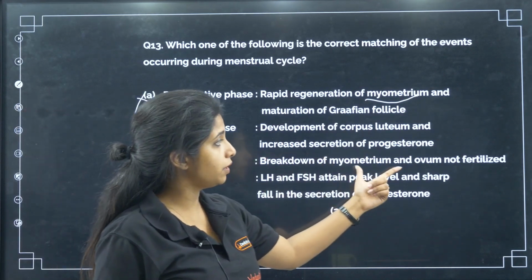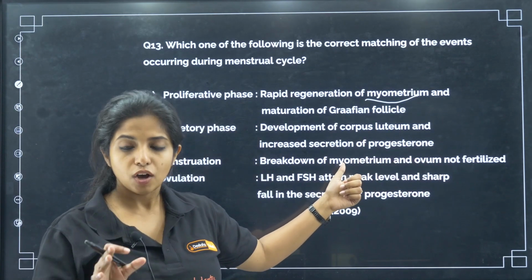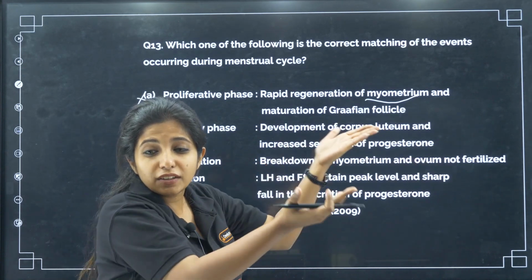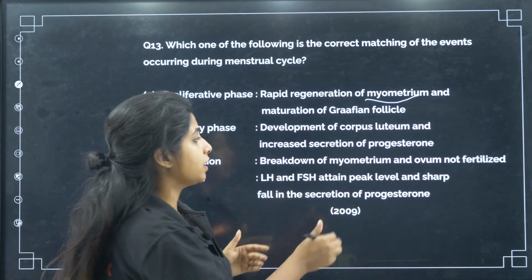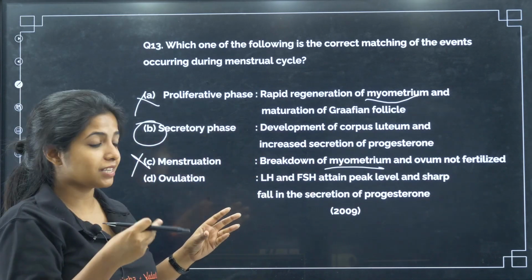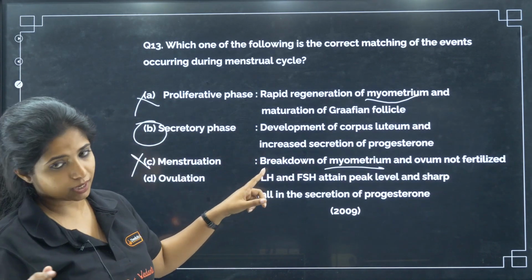Menstruation is breakdown of myometrium and ovum not fertilized. Yes, the ovum is not fertilized, but breakdown of myometrium, it is a muscular layer. Why are you taking myometrium over here? It should be endometrium. Again, a wrong statement. Because some children do not look carefully, they just see metrium and go and attempt it. Please don't make that mistake.